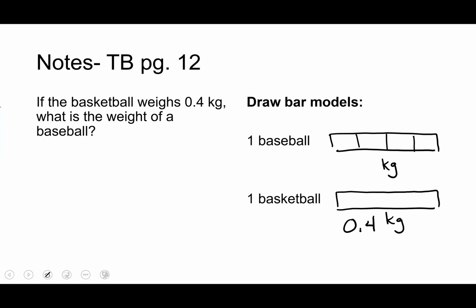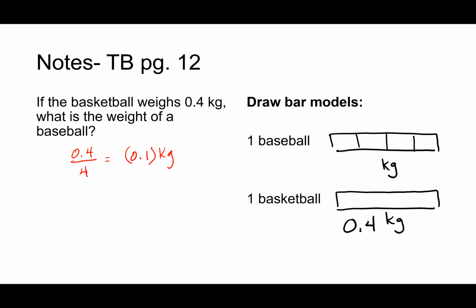Cameron, what is it? 1/10. It would be 1/10, exactly. So let's do 0.4 divided by 4, right? Equals 1/10. 1/10 what? Kilograms, good. Okay, continue to work in tenths. It's not really much harder than working in ones, is it? We could have said if the basketball weighs 4 kilograms, you could have told me that the baseball weighs 1 kilogram, right? Because you knew that you were doing 4 divided by 4.